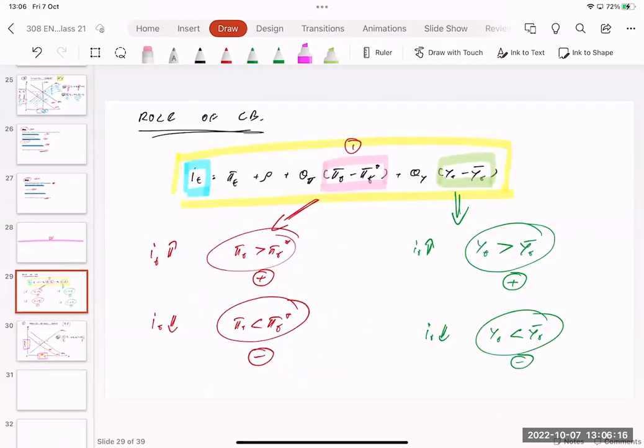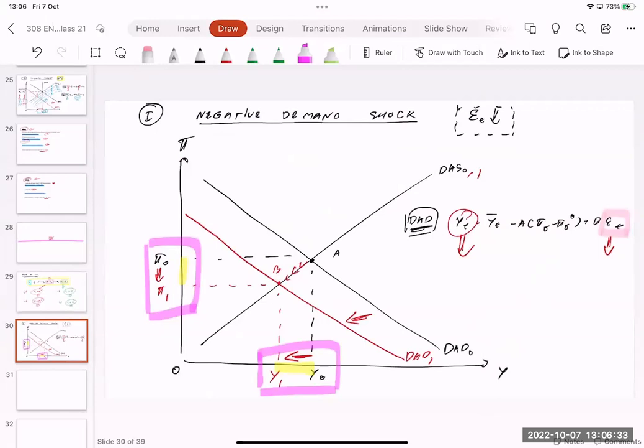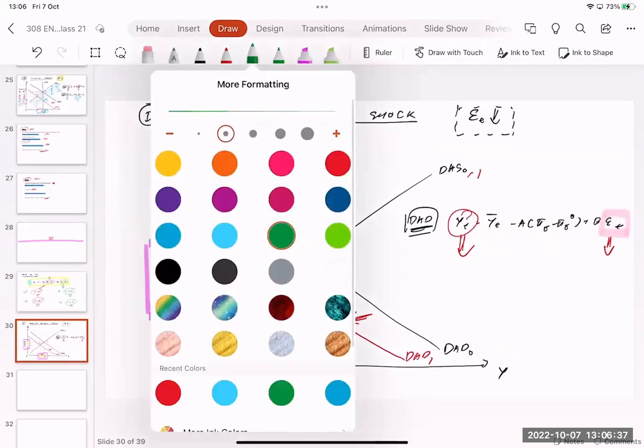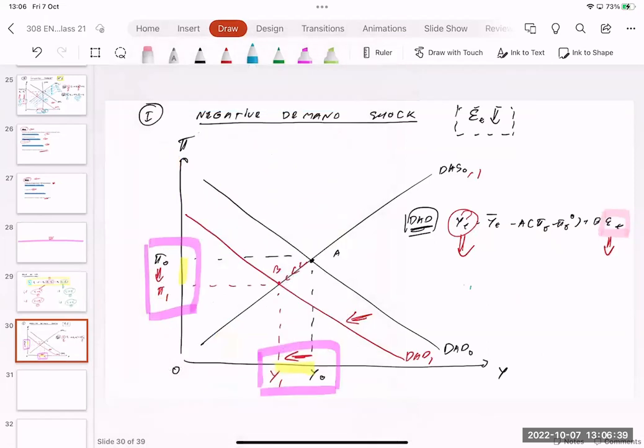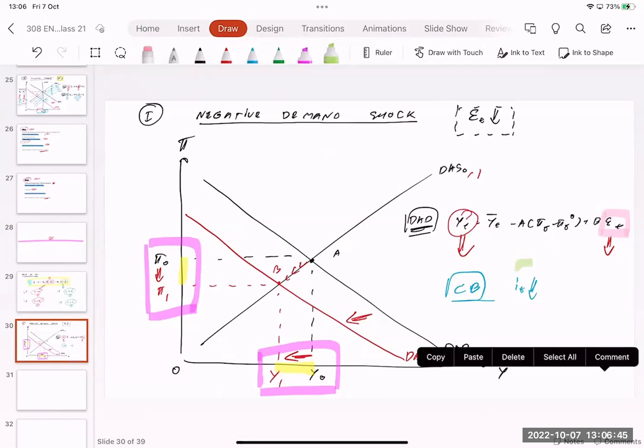lowering the nominal interest rate. Okay, when we have the slowdown of the economy, YT is less than YT bar. When YT is reducing, the central bank is going to respond by lowering the nominal interest rate. So you see that in this case, the central bank is going to respond by lowering the nominal interest rate. This is what they're gonna do.